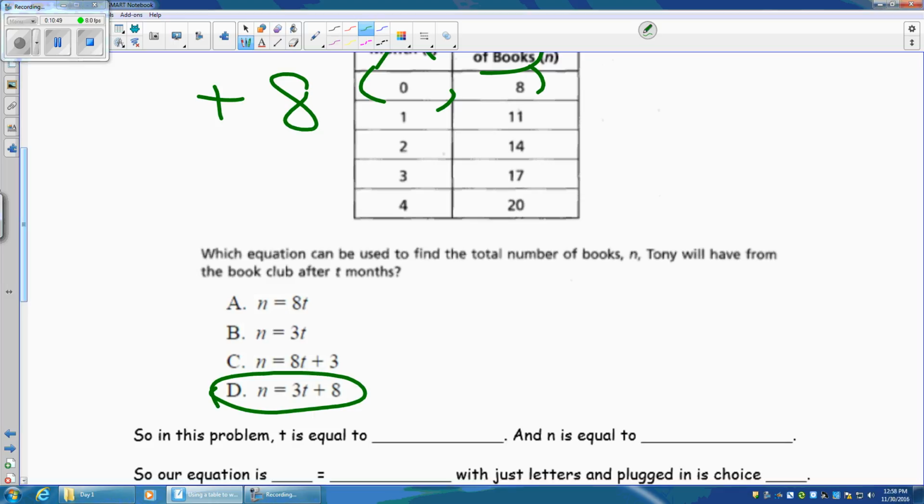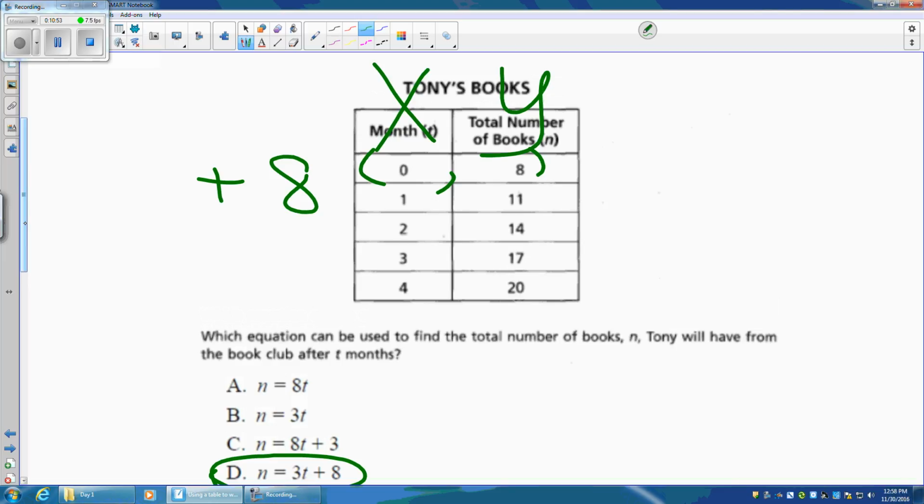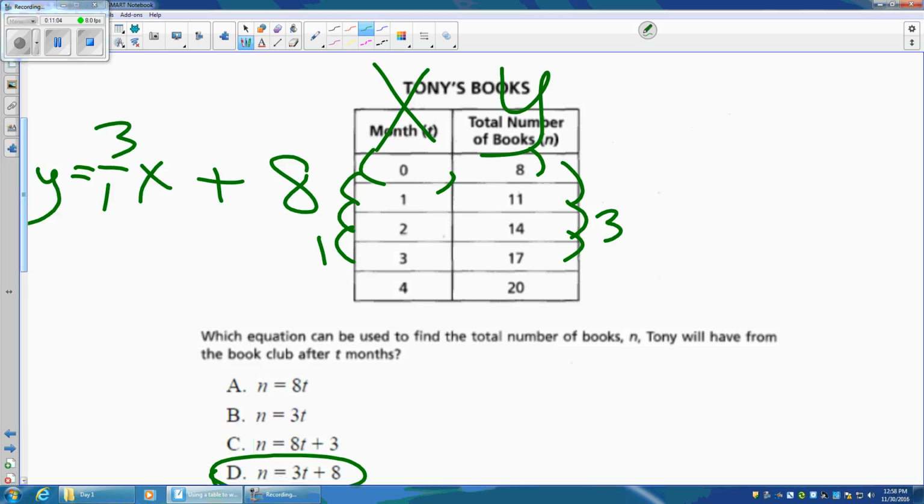It's the only one that has a y-intercept of 8. But let's figure out the rest of it. Let me show you how to find everything else. So our slope, what is this side changing by? And then this side is changing by. So my slope is 3 over 1, x, and that's all equal to y.